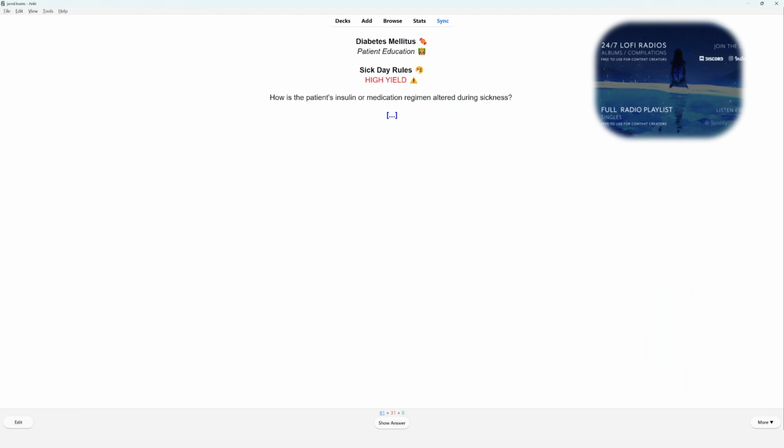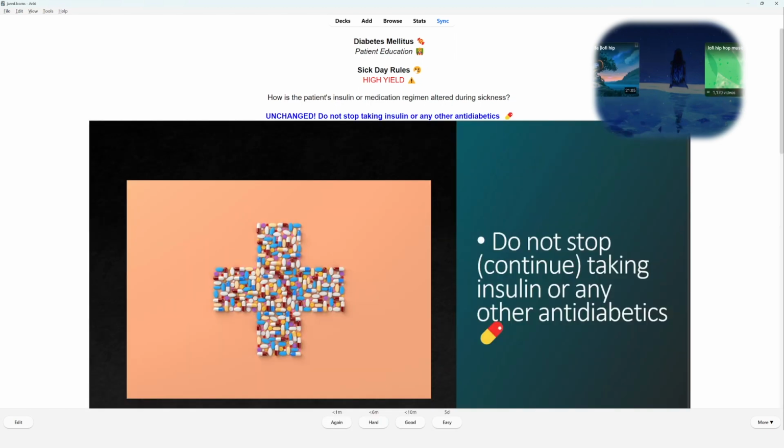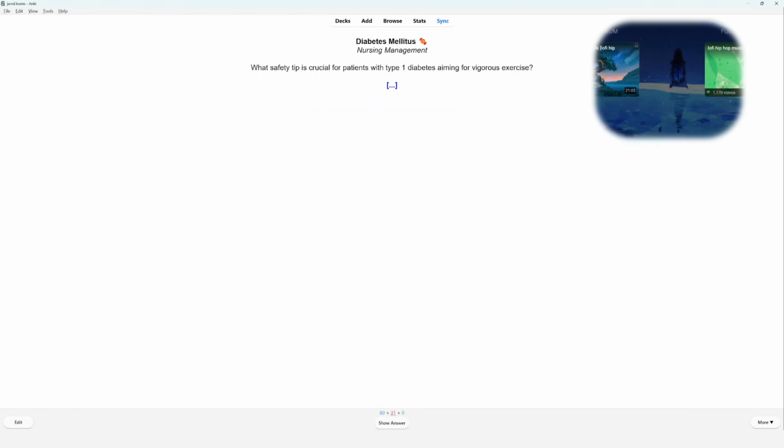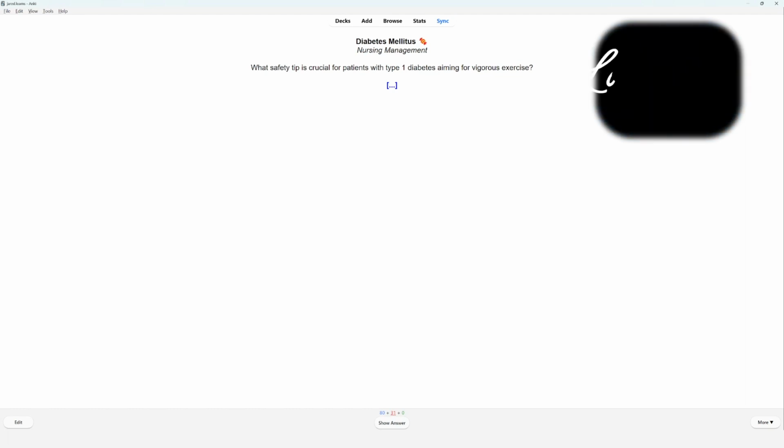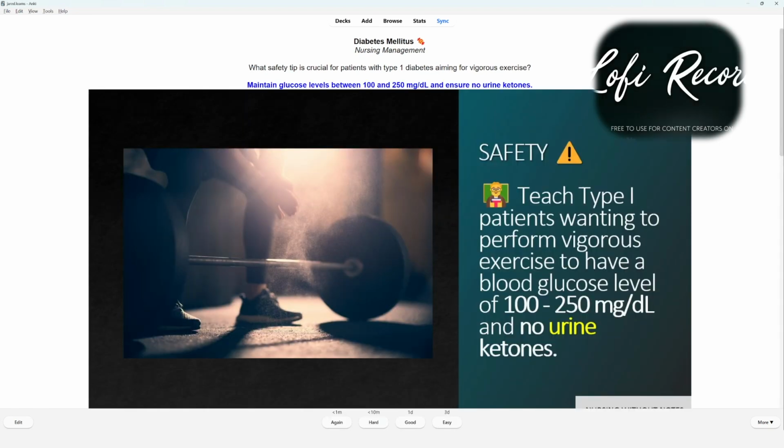How's the patient's insulin or medication regimen altered during sickness? They do not change anything with their medications when they're sick. What safety tip is crucial for patients with type 1 aiming for vigorous exercise? Keep blood glucose 100 to 250, no urine ketones. All right, good.